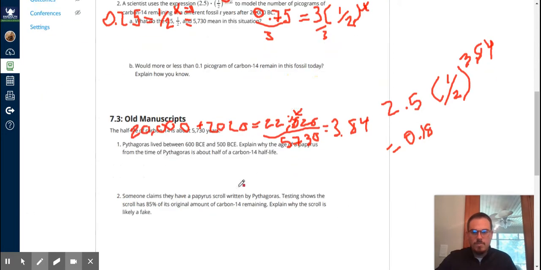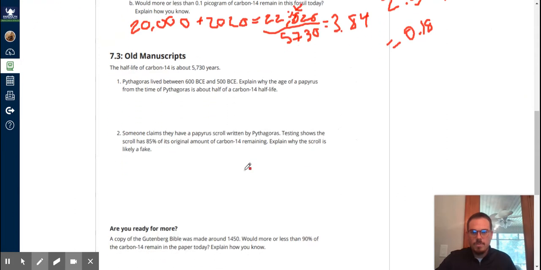All right, let's move down. That's all of 7.2. I'm going to move down here to 7.3. The half-life of carbon-14 is about 5,730 years. Pythagoras lived between 600 BCE and 500 BCE. Explain why the age of papyrus from that time is about half of the carbon-14 half-life.